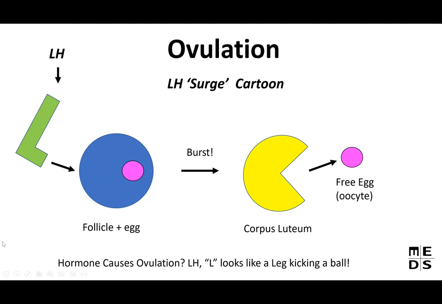So when they ask the question, which hormone causes ovulation, it's LH, because the L looks like a leg kicking a ball. I thought this was great. It's very easy to remember. Just look at your leg. It looks like an L. Boom. LH is the one that causes ovulation and release of the egg from the follicle, and that is ovulation. Okay?